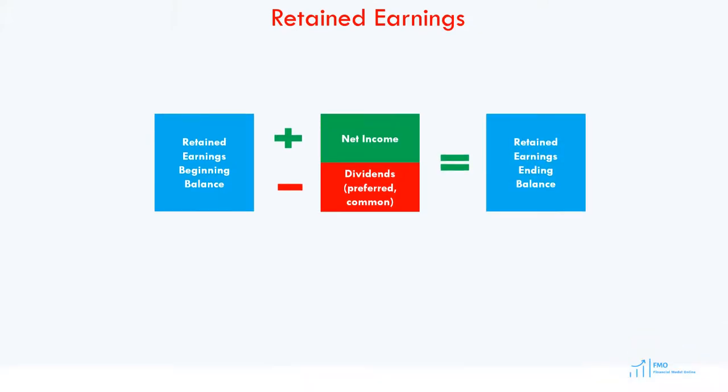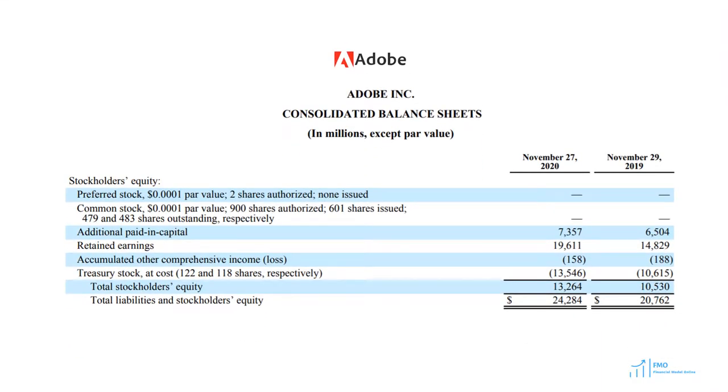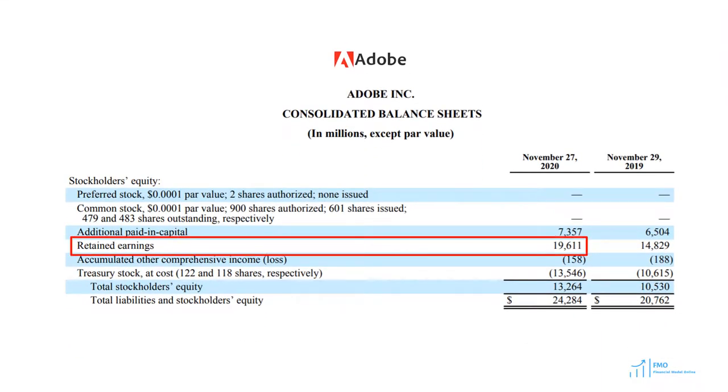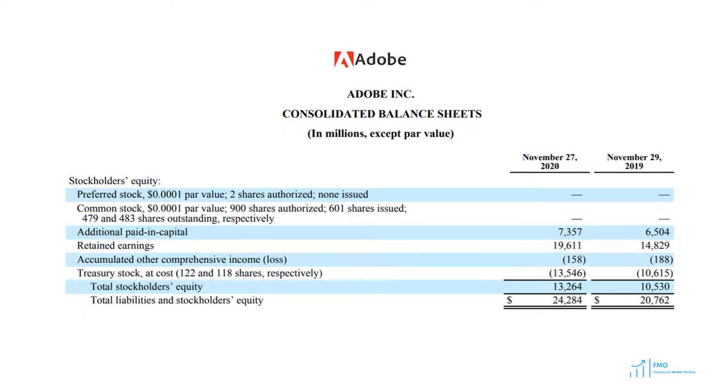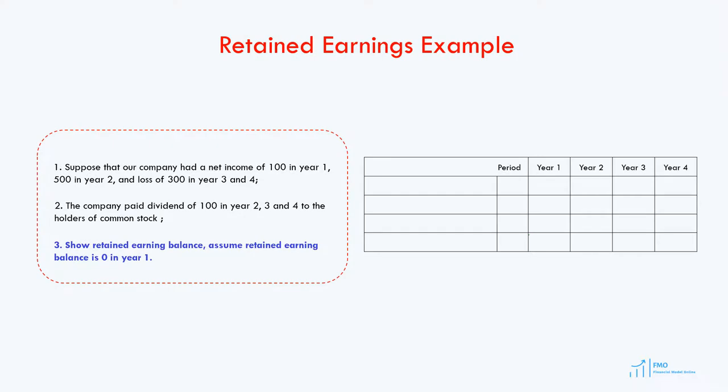Let's take a look at the example of Adobe. And we can see that Adobe reported retained earnings of $19.6 billion in 2020. To better understand the retained earnings, let's go over the example of the retained earnings.